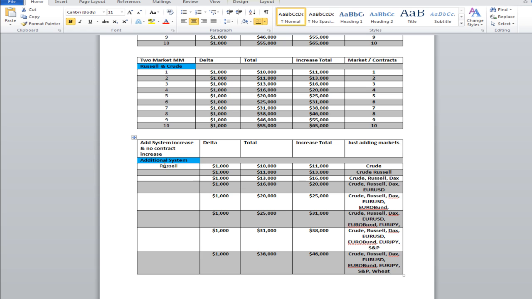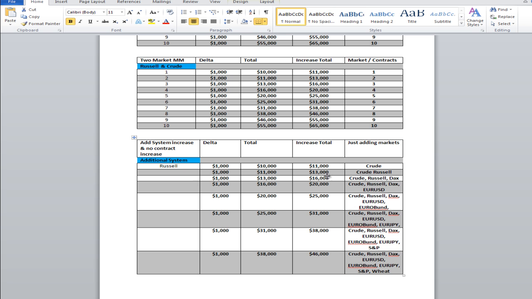So basically what that means is that we start off with a Russell, and every time we get a profit in that account, so we go from 10,000 to 11,000, then we'll add a second market, so we'll go crude and the Russell. And then once we get a second rate of increase, we'll go to crude, Russell and DAX, and so on and so forth. So as we're making money on our systems, we're just adding systems, we're not adding contracts.